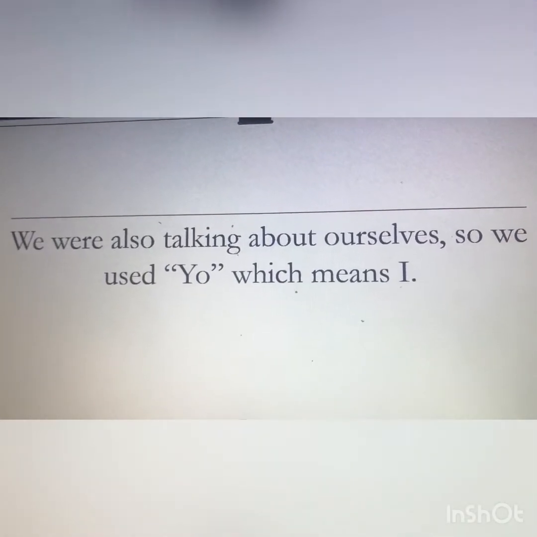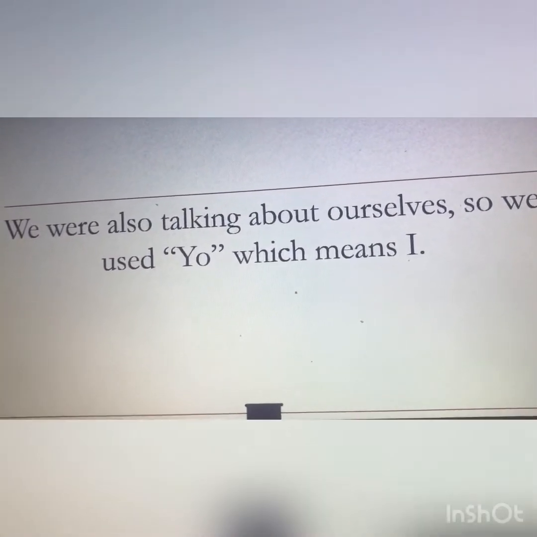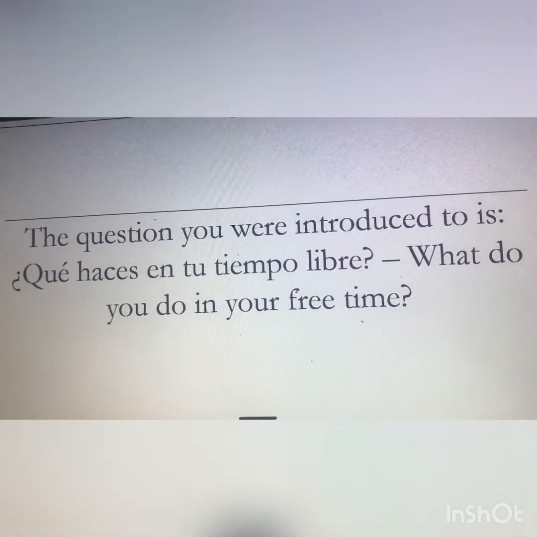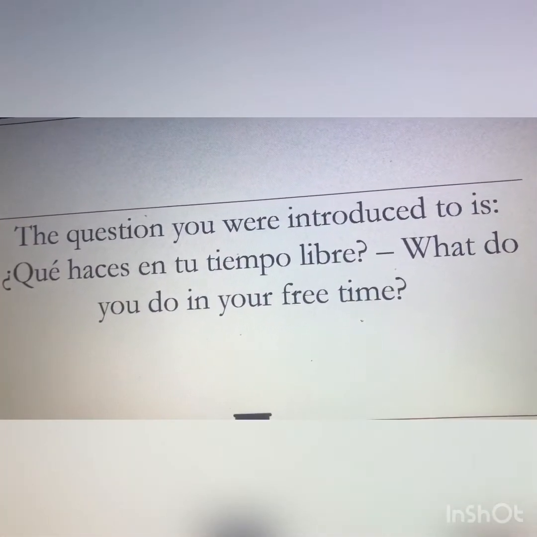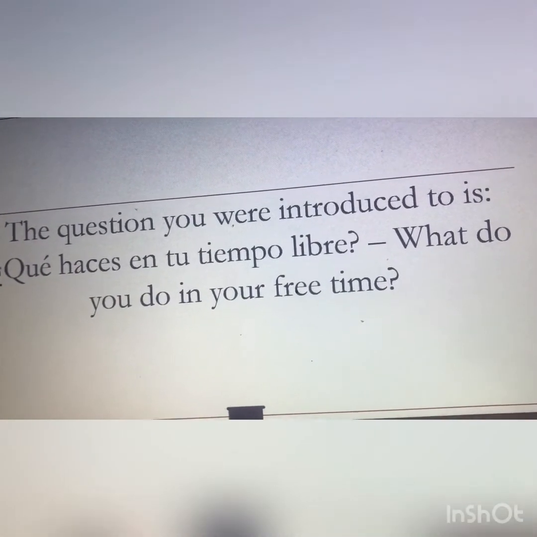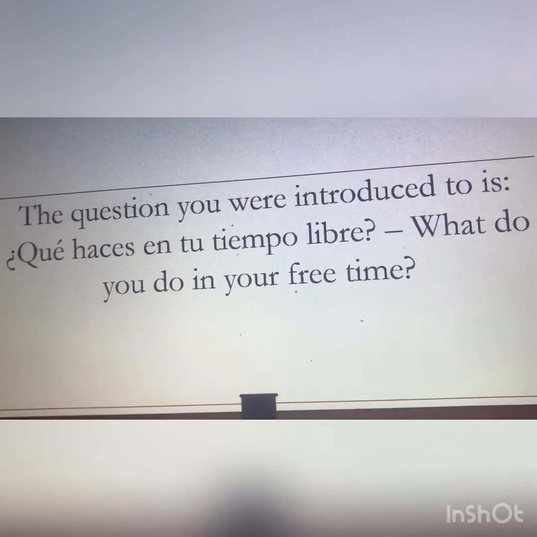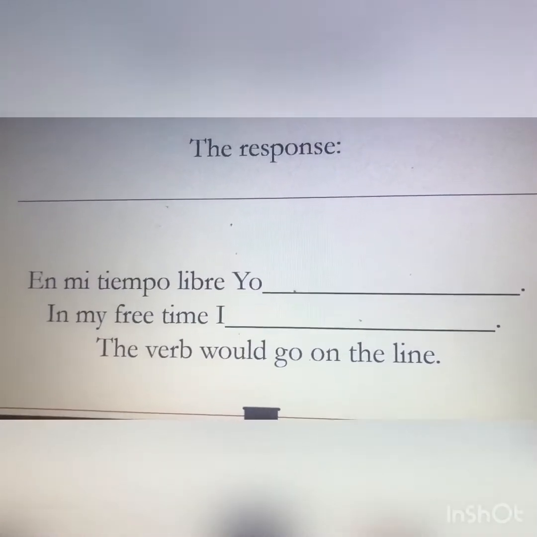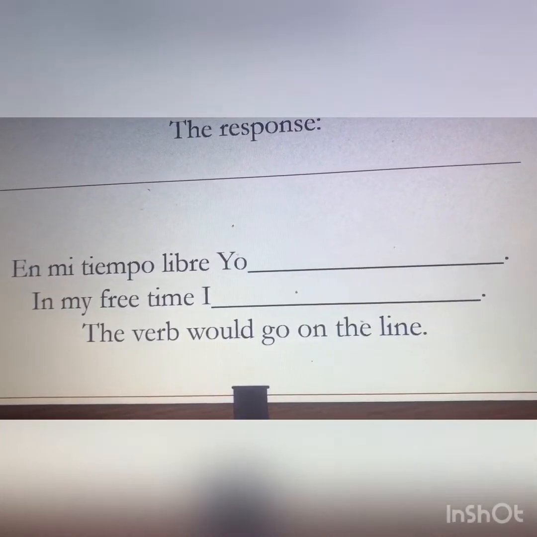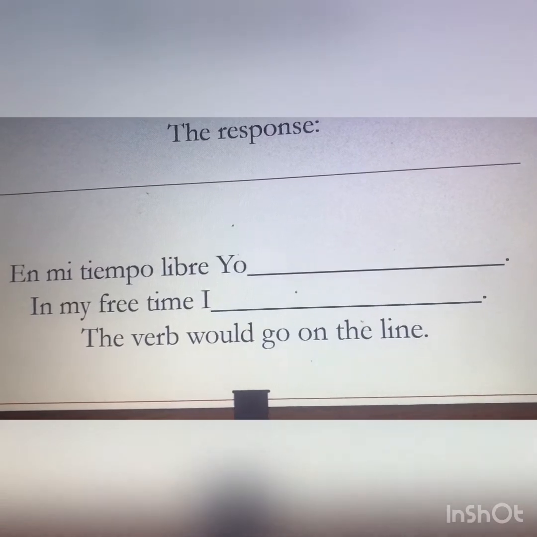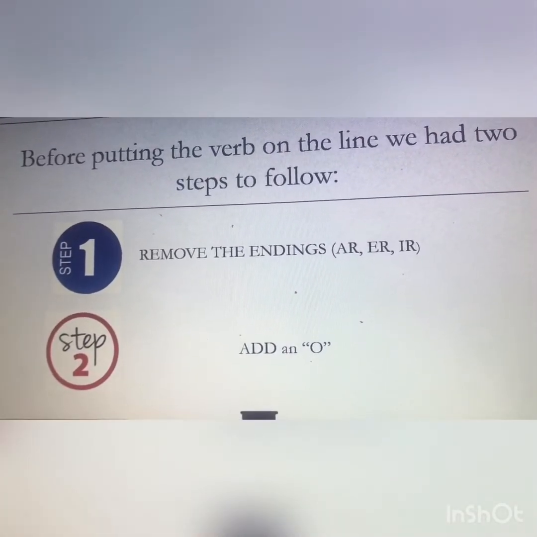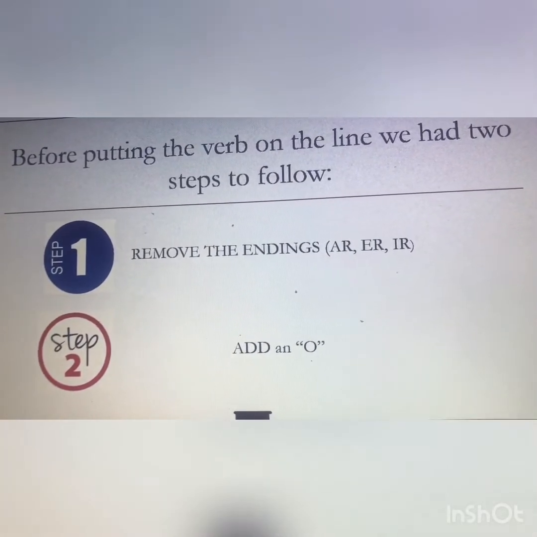Now, we were also talking about ourselves, so we used yo, and yo means I. You were also introduced to the question. The question is, ¿Qué haces en tu tiempo libre? Meaning, what do you do in your free time? And the response, en mi tiempo libre, yo, meaning in my free time, I, and then the verb would go on the line. But before putting the verb on the line, we had 2 steps that we had to follow.